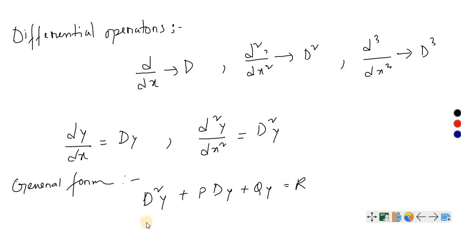Or in a more general way, if I take y common, it will become D square plus pD plus q, whole thing in brackets, y is equal to R. So these are the different ways to represent a second order differential equation with constant coefficients. This is also a way, this is also a way. In a question you may get any kind of form and you have to understand that.